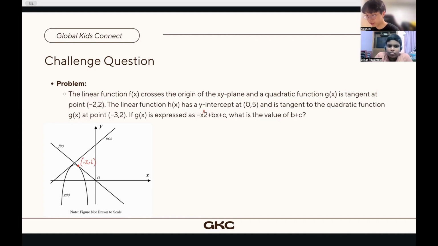A similar thing happens with the linear function h(x), where the y-intercept is (0, 5). I wouldn't think it will be too important, but I'll still write it down. So the y-intercept is 5, and the other tangent point to the left of the quadratic is given to us as (-3, 2). So we can write it will be (-3, 2) on the left tangent point. This is all the information we're given, and we have to find the g(x) equation from here.